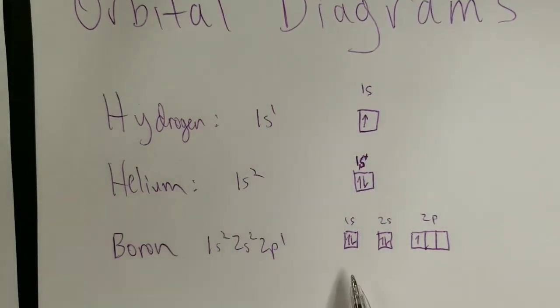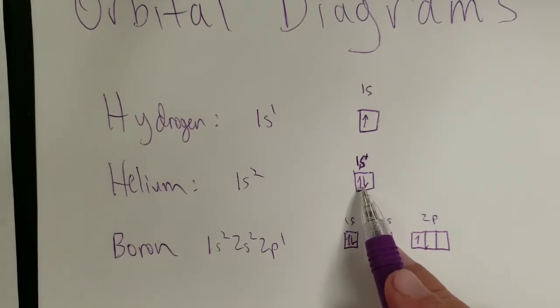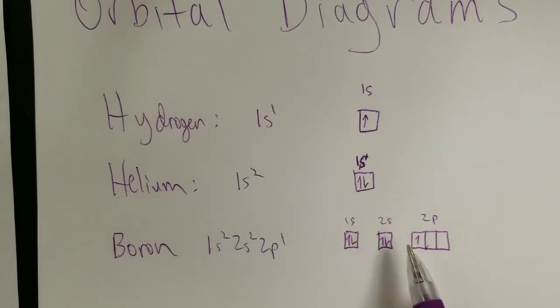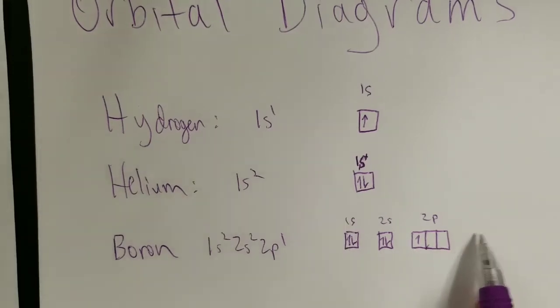So, Pauli exclusion principle. You can't put more than 2 electrons per box, and they must have opposite spins. So there you go. There's your opposite spins, no more than 2 electrons per box. Hund's rule, well, we'll get to that next. Aufbau principle, you start from the bottom and fill it as you go toward higher energy levels.